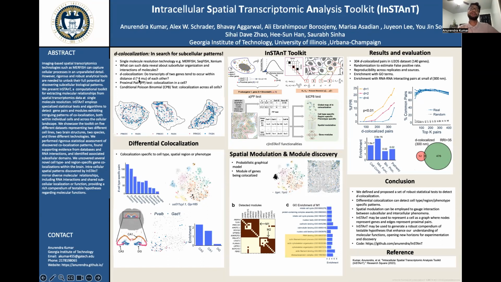In this quest, we define a new statistical phenomenon called decolocalization, whose aim is to find gene pairs whose transcripts tend to be within distance d of each other much more than expected.